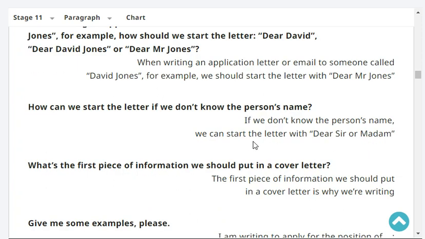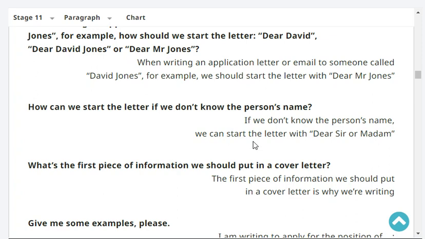Very good. How can we start the letter if we don't know the person's name? If we don't know the person's name, we can start the letter with Dear Sir or Madam.